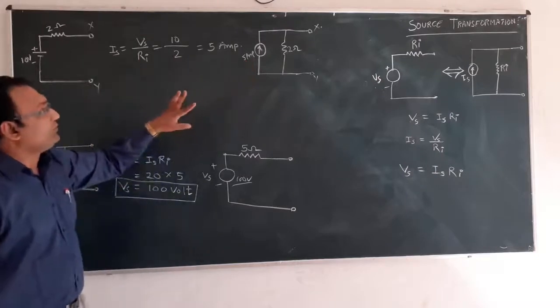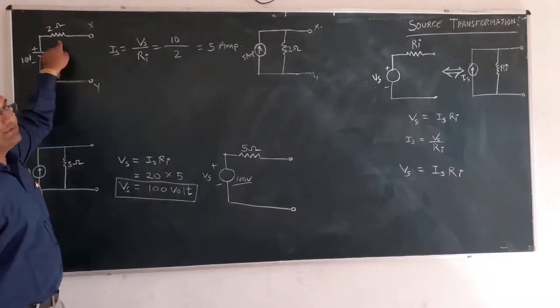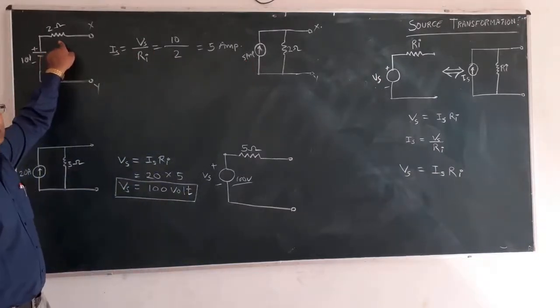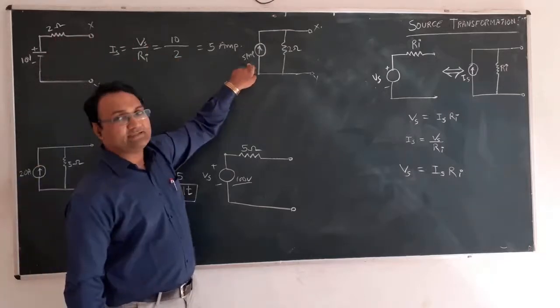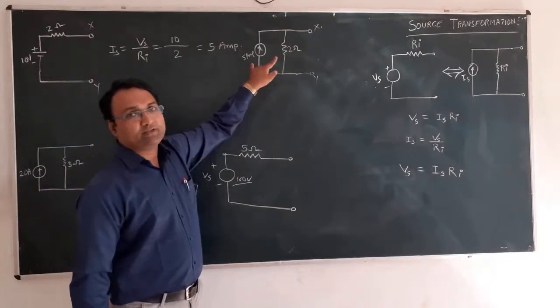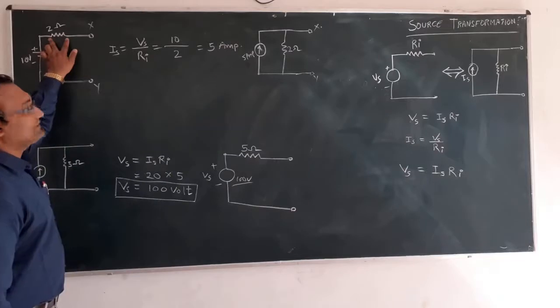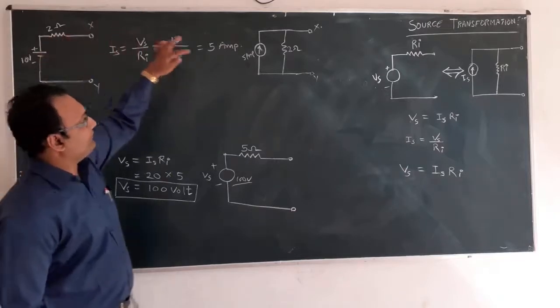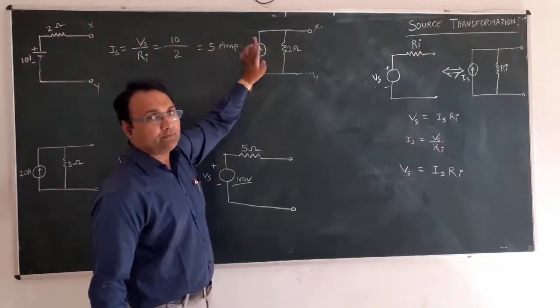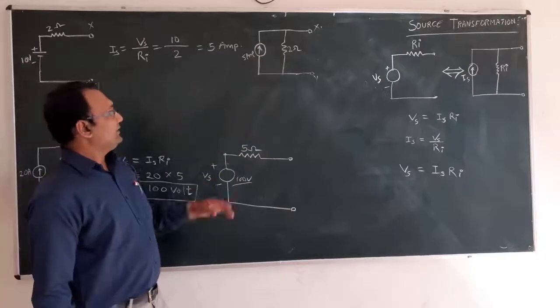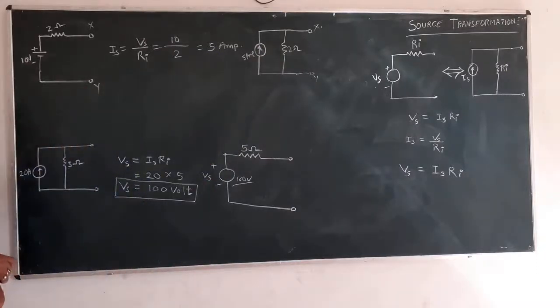Now what about this internal resistance? We all know that the internal resistance of a current source is in parallel with it. So this internal resistance will come in parallel. Now we will take another example. The given current source is 20 ampere with its internal resistance as 5 ohm. Now we have to convert this into an equivalent voltage source.